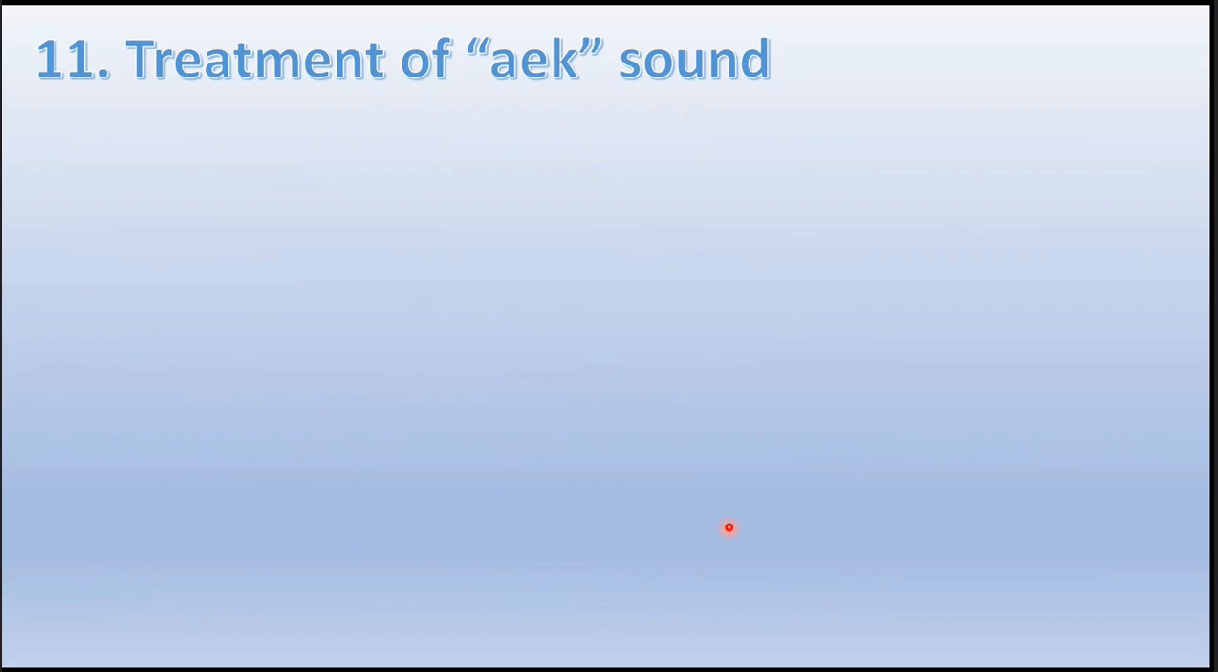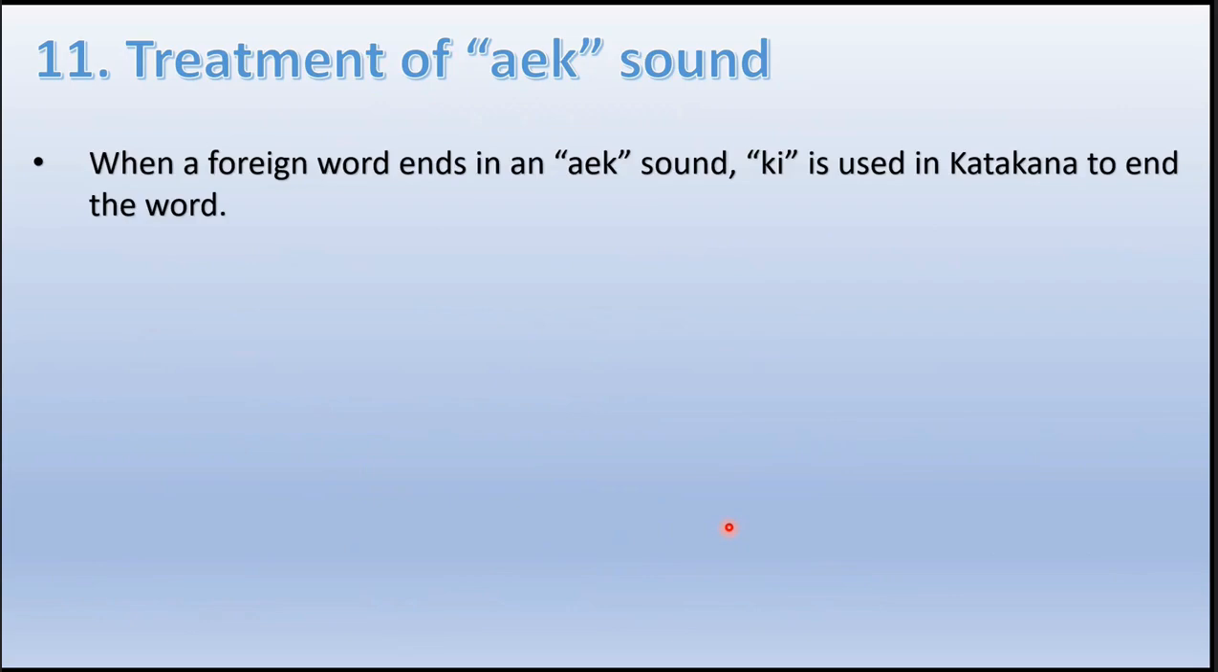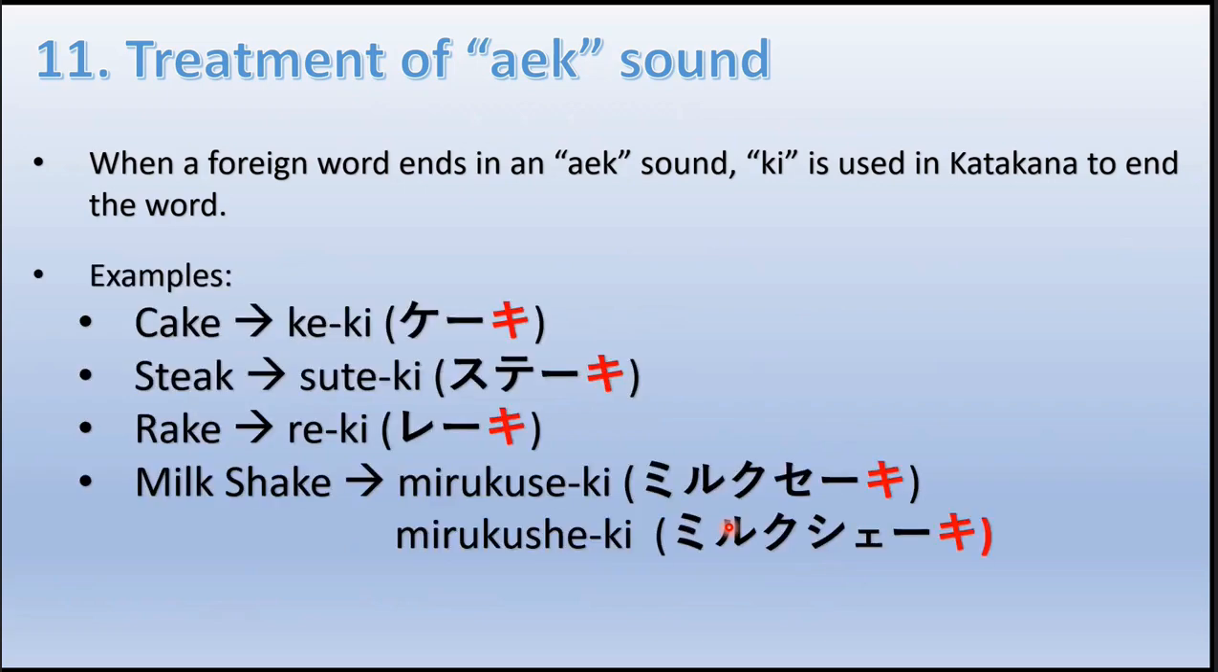With rule number 11, treatment of the ek sound. When a foreign word ends in an ek sound, then ki is used in the katakana word to end that word. So what does this mean? Let's see some examples. As in cake. Cake will be written as keiki. The syllables are k, then an extended vowel, and then ki. So when we pronounce the word, it sounds like keiki.